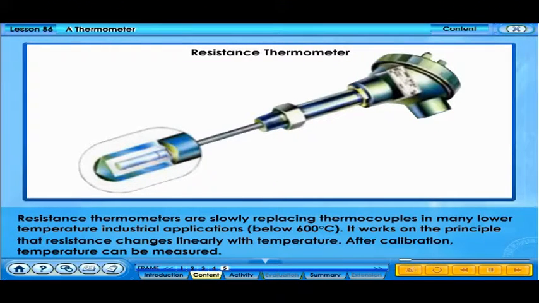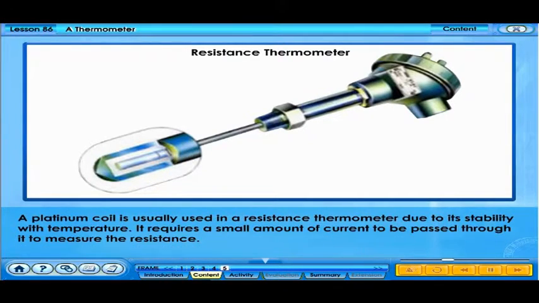Resistance thermometers are slowly replacing thermocouples in many lower temperature industrial applications, below 600 degrees Celsius. It works on the principle that resistance changes linearly with temperature. After calibration, temperature can be measured. A platinum coil is usually used in a resistance thermometer due to its stability with temperature. It requires a small amount of current to be passed through it to measure the resistance.